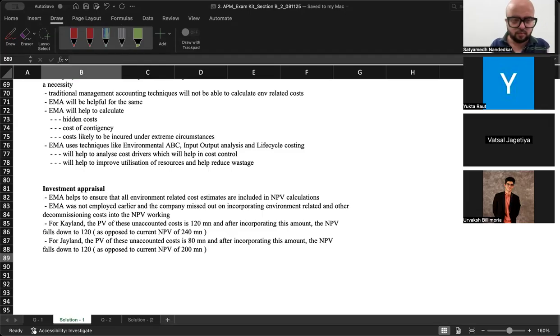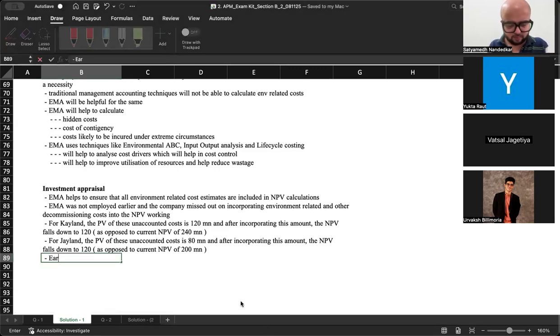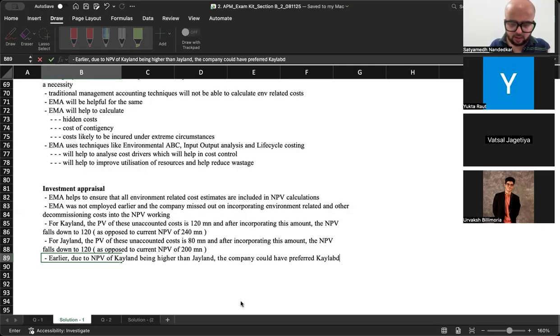If you are going to incur the same cost and get the same returns, then why are we facing so much risk? Correct. So earlier, due to the NPV of Kalen being higher than Jalen, the company could have preferred Kalen.